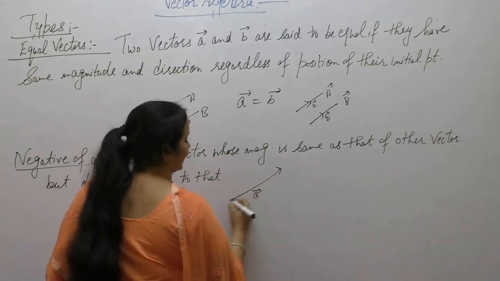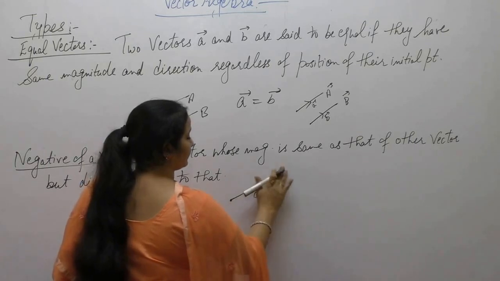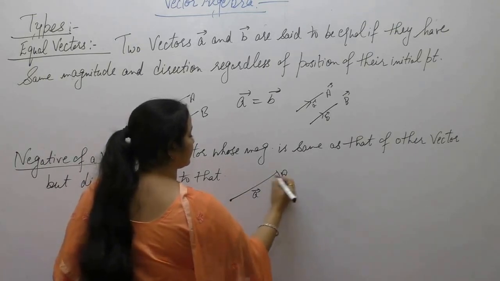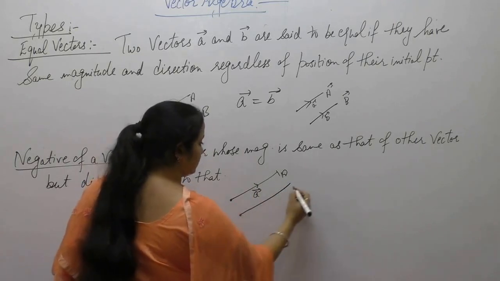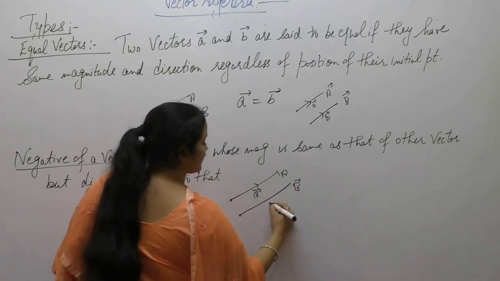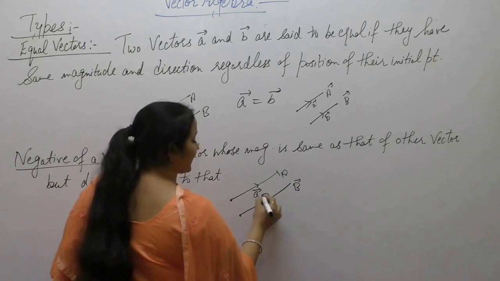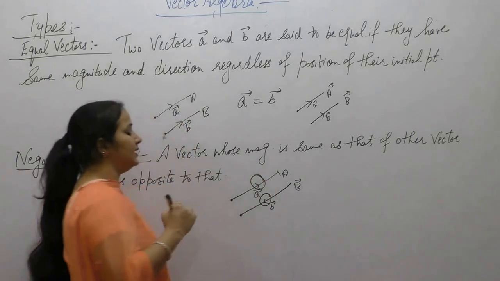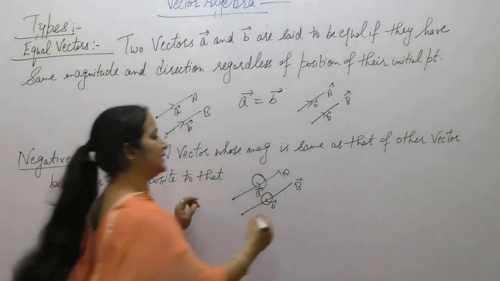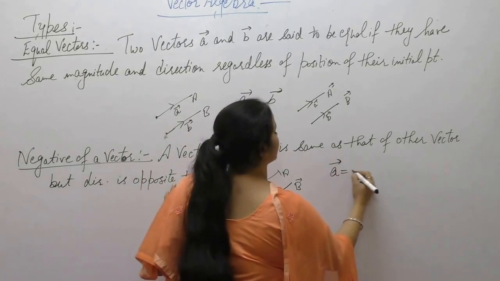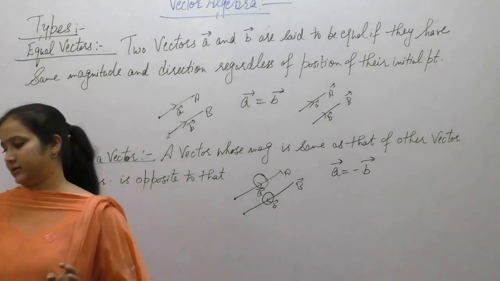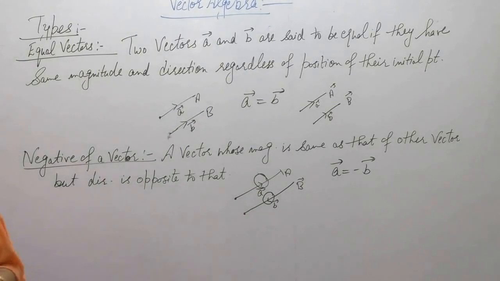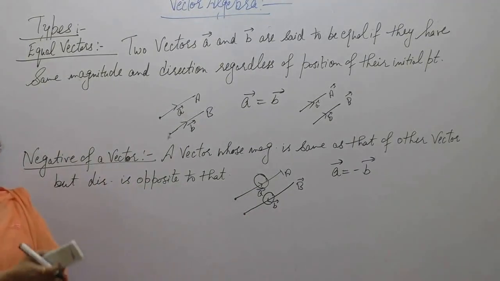Let this is vector A and this is vector B. These have same magnitude but direction is opposite, therefore these are called negative vectors. A vector is equals to negative of B vector. Note it down.